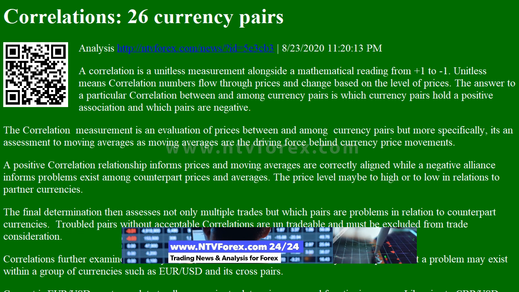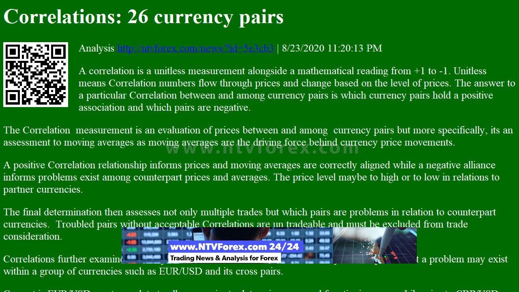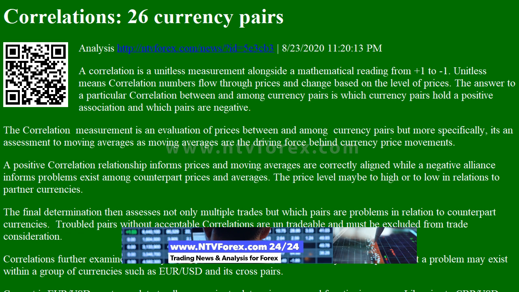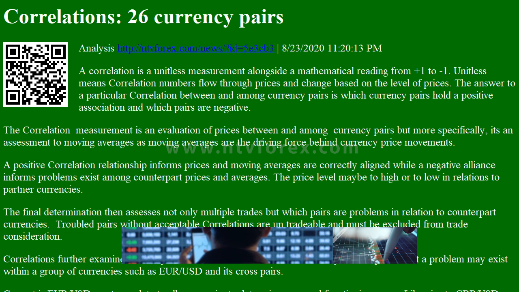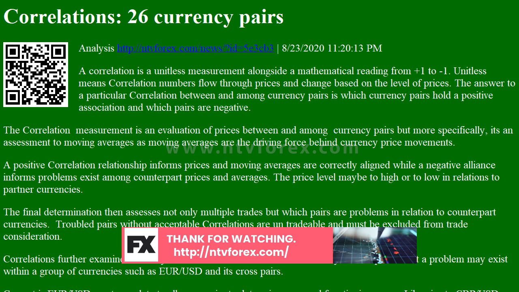Unitless means correlation numbers flow through prices and change based on the level of prices. The answer to a particular correlation between and among currency pairs is which currency pairs hold a positive association and which pairs are negative. The correlation measurement is an evaluation of prices between and among currency pairs, but more specifically, it's an assessment of moving averages, as moving averages are the driving force behind currency price movements.